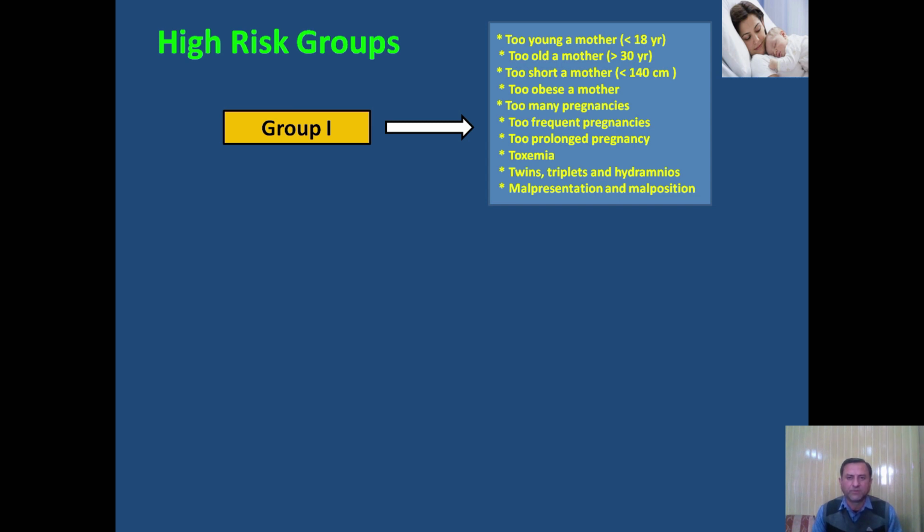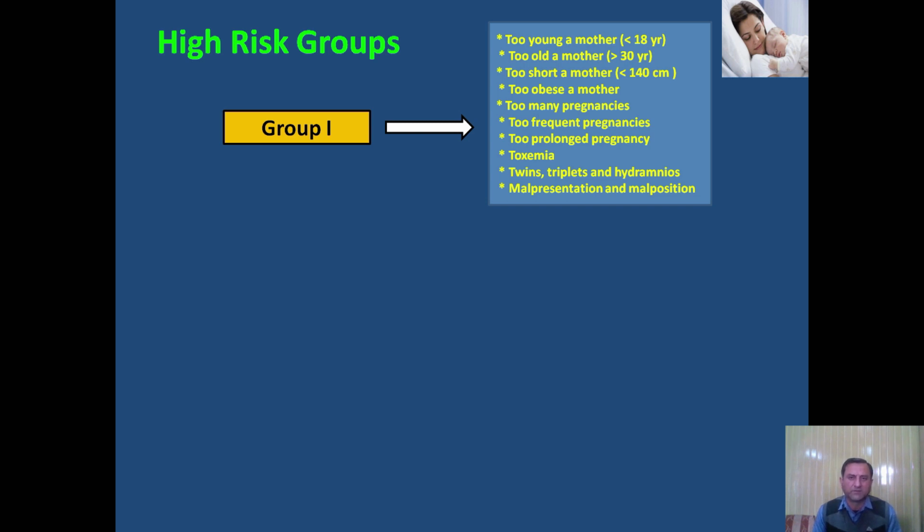Prolonged pregnancy may be a problem. We have to identify if there's a history of prolonged pregnancy previously. This time also we have to be alert that we terminate a pregnancy on the expected date without prolonging it, which may risk both the mother as well as the fetus. And toxemia, again, if there is a history of toxemia, we may have to screen her to provide special care.